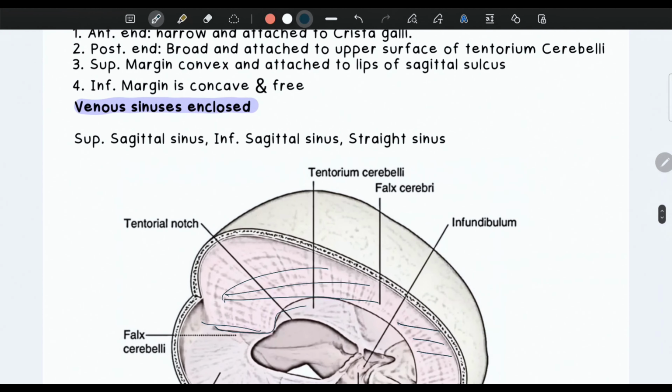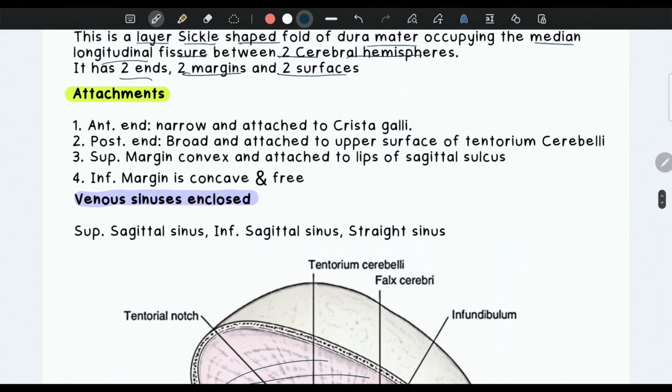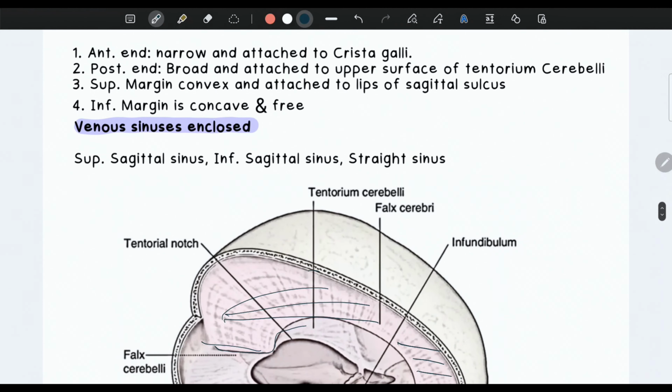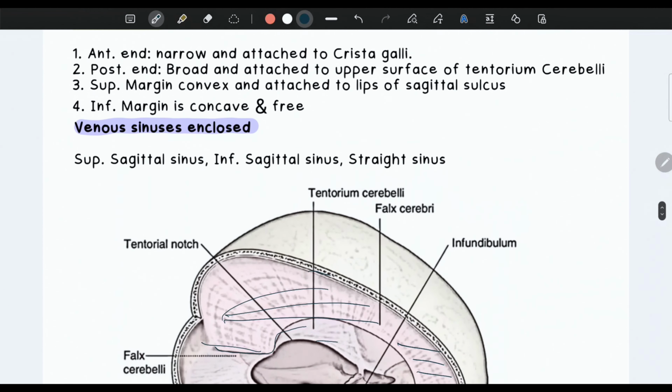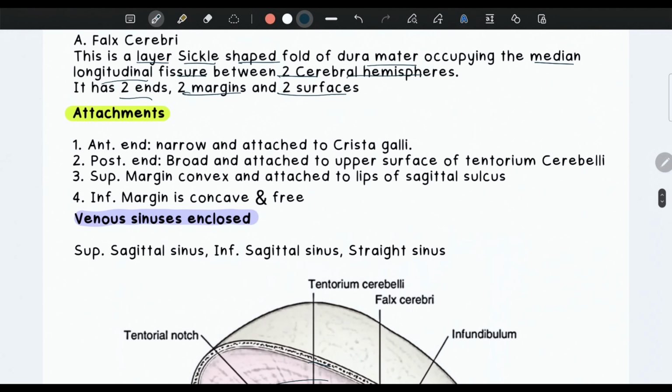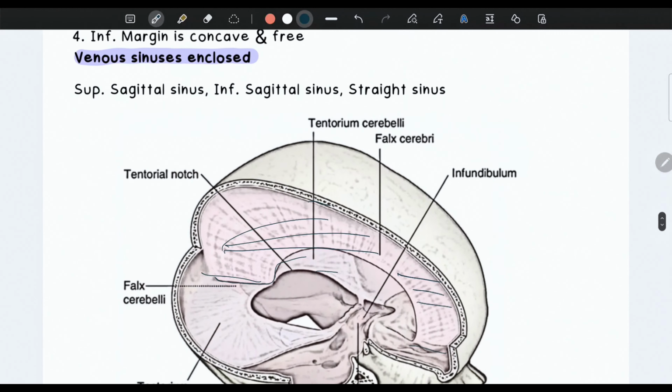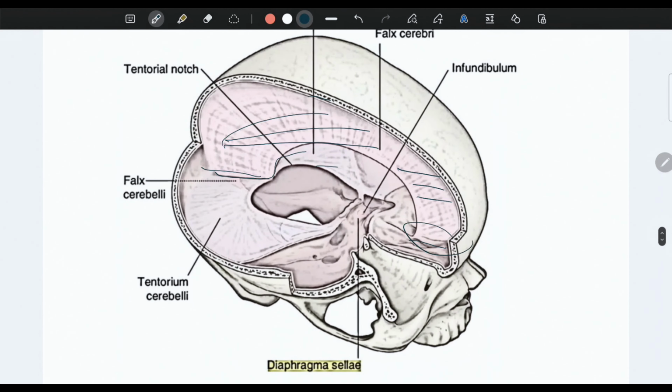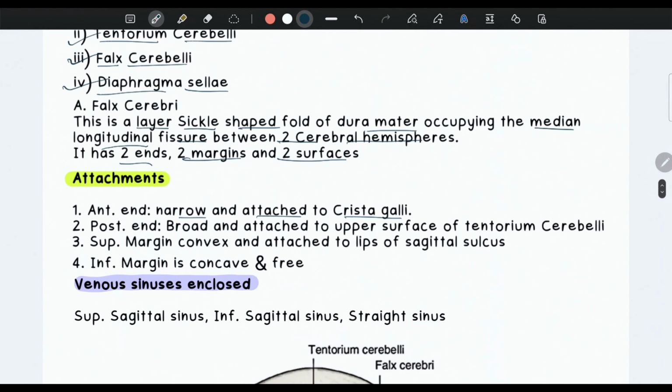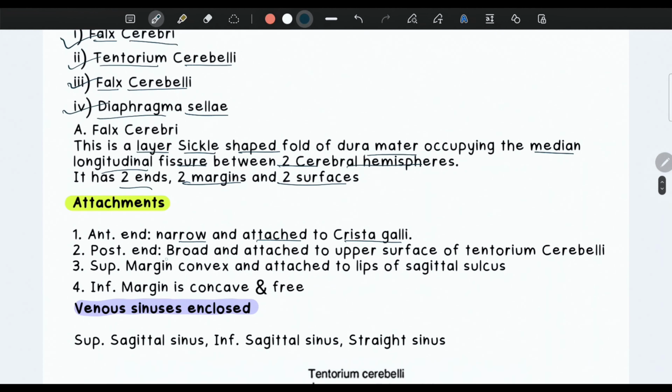Then two margins: upper margin, lower margin, superior margin, inferior margin, and two surfaces. Then for the attachment, the anterior end is narrow and attached to the crista galli. Crista galli is a structure present anterior to the tentorium cerebelli. Then the posterior end is broad and attached to the upper surface of the tentorium cerebelli.